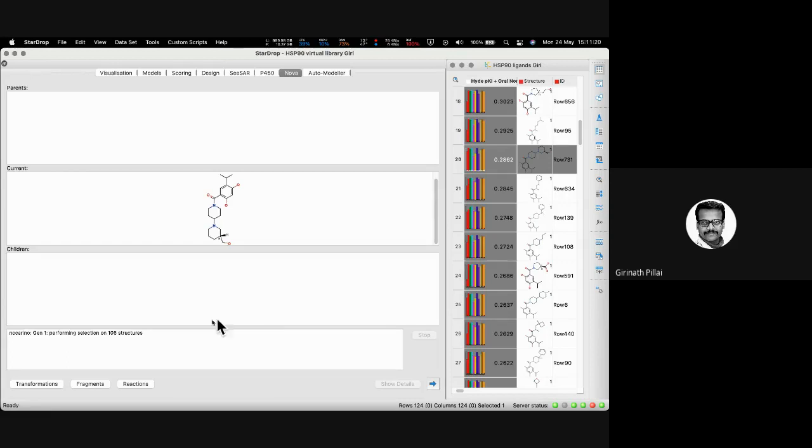Yeah, so it is still doing some calculation. So it was able to find around 106 compounds. So let's see. Because after generating the structures, it has to calculate the carcinogenicity also, right? So for each structure, it has to generate, and then it will report to us the best molecule which is having less carcinogenicity.